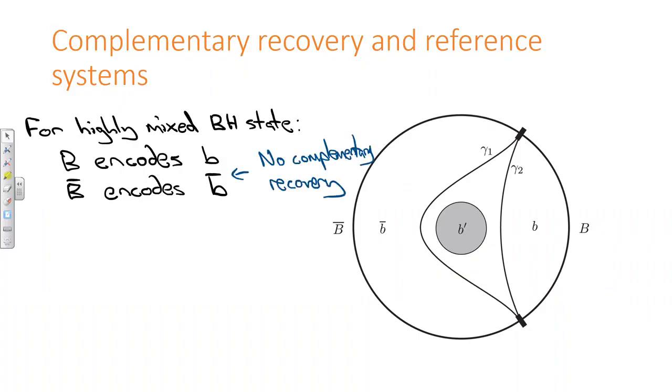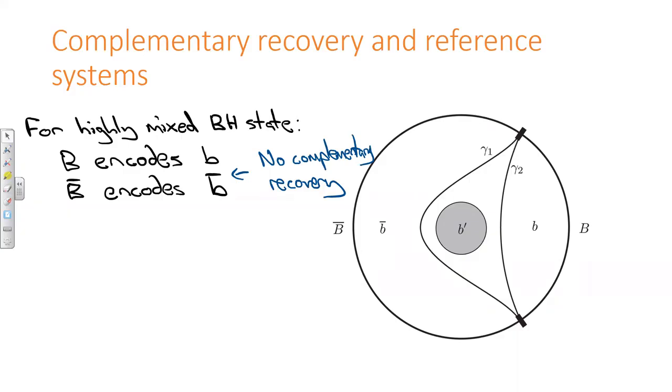So if we just define complementary recovery in terms of big B and big B bar, then for mixed states it's just not true when you have this large amount of bulk entropy. You can have this no man's land in the middle that isn't encoded in either big B or big B bar.